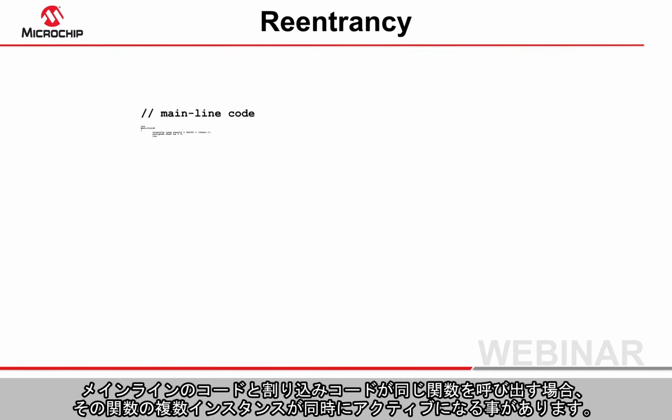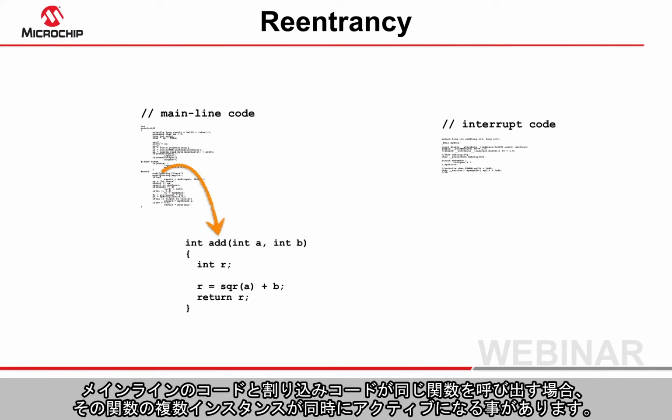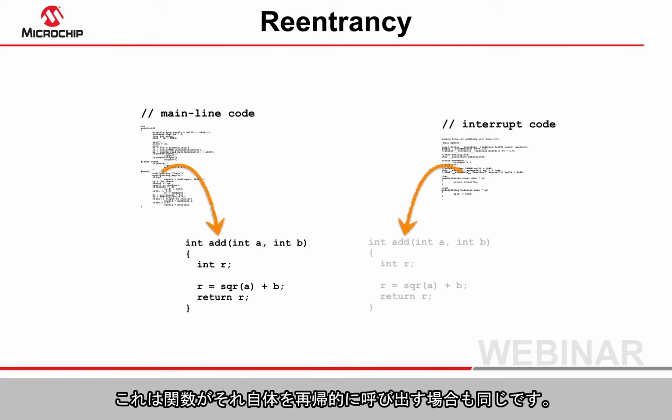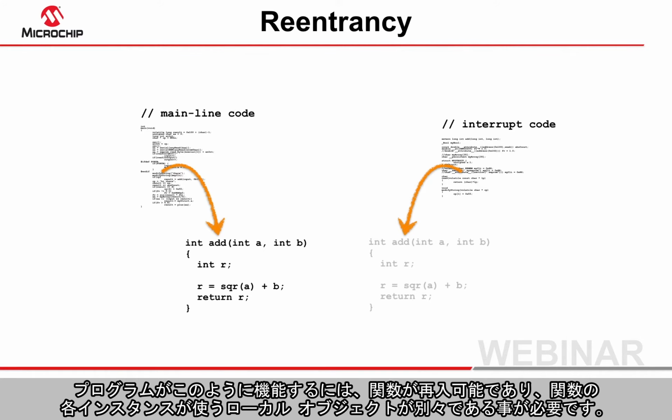If mainline code calls a function, and that same function is also called from interrupt code, there is the chance that more than one instance of that function will be active at the same time. This is also the case when a function calls itself recursively. For a program to work in this way, the functions must be reentrant, and the local objects used by each instance of a function must be unique.